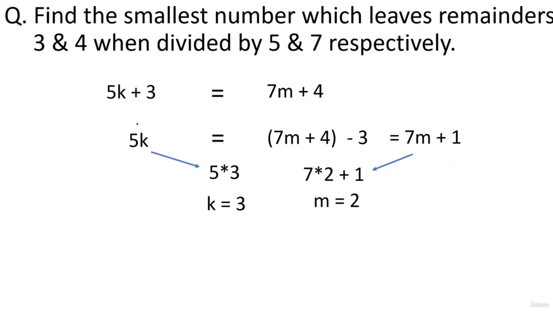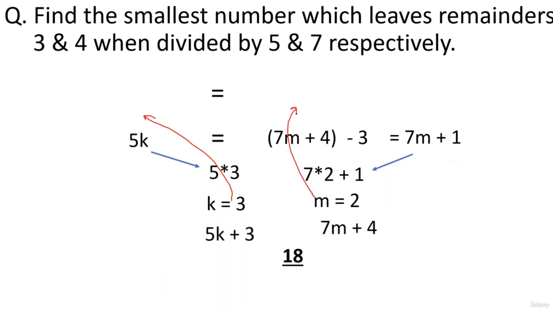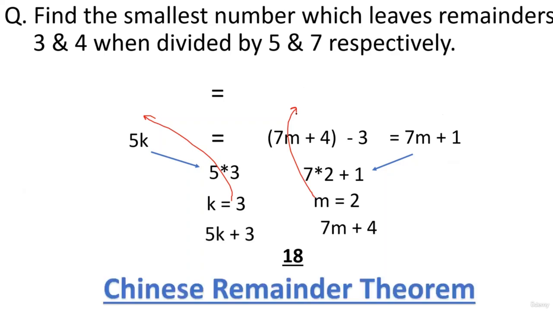Okay, अब एक बार आपने k का value 3 या m का value 2 पुट किया, फाइंड कर लिया है. Okay, then you put these values in either of the two. Okay, k का value इस पे पुट कर लो या फिर m का value इस पे पुट कर लो. You will get the required remainder 5 into 3 plus 3 or 7 into 2 plus 4. The answer is 18. As simple as that. Okay, so this is typically called as a Chinese remainder theorem.